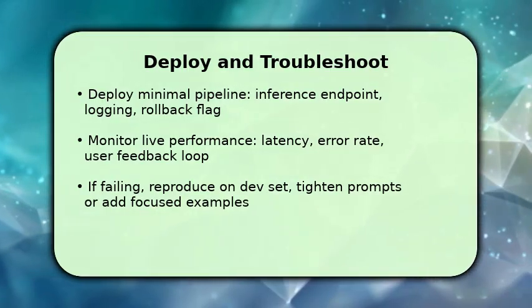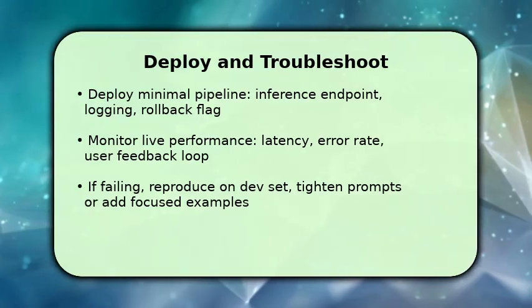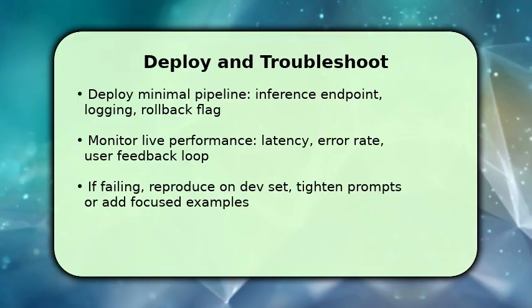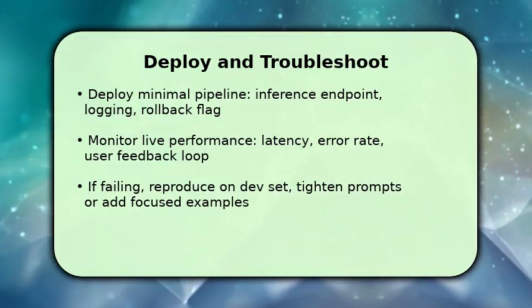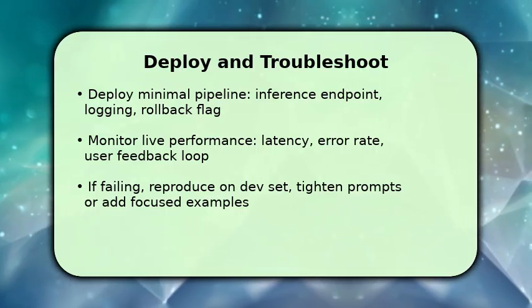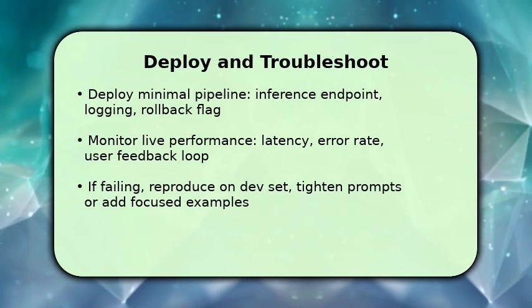If results wander from the only way, reproduce the issue on your dev set to isolate whether it's prompts, data, or model drift. Then tighten prompts or add targeted examples rather than broad retraining. One key tip: when stuck, reduce scope and confirm the model on a small, deterministic example set first.